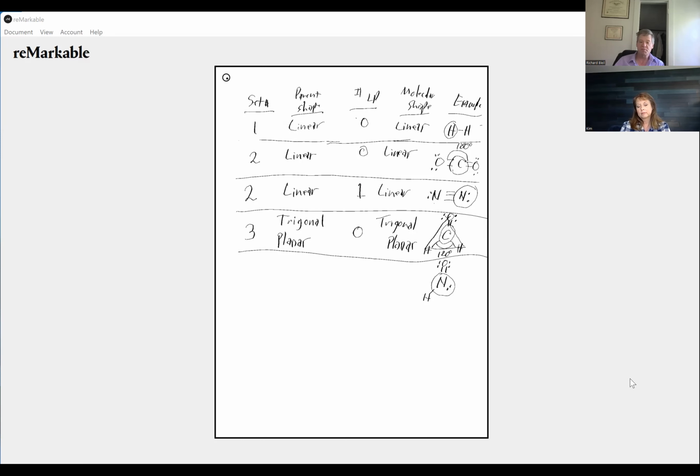So what's the set number for this? Well, look, we have two elements. We have the oxygen, we have the hydrogen, plus we have one lone pair of electrons on that central element. This is set number 3. Right, 3. And like I said, set number 3 means we're trying to put 3 things around the central element to get as far apart as possible. So the parent shape is exactly the same.